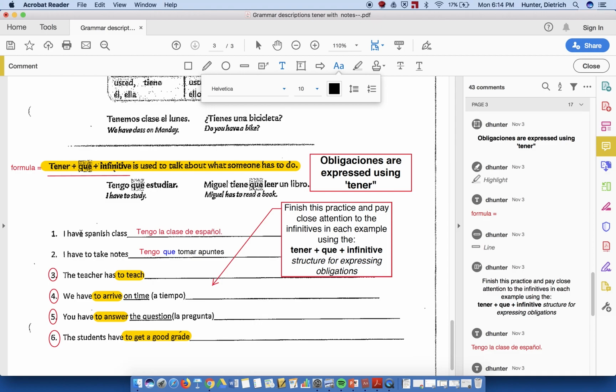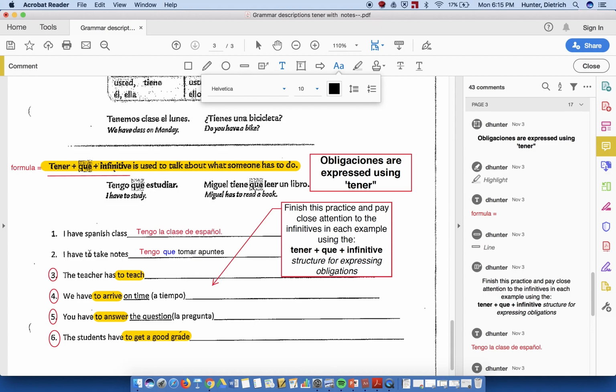Número 1, it says, I have Spanish class. There's no directions listed here, but basically what you're doing is interpreting the sentences. I have Spanish class would be tengo la clase de español. We put la clase de before whatever class we have to express it. Tengo la clase de español significa I have Spanish class. The difference below is that now we're moving from telling what we have as a possession or a class and moving into saying what we have to do.